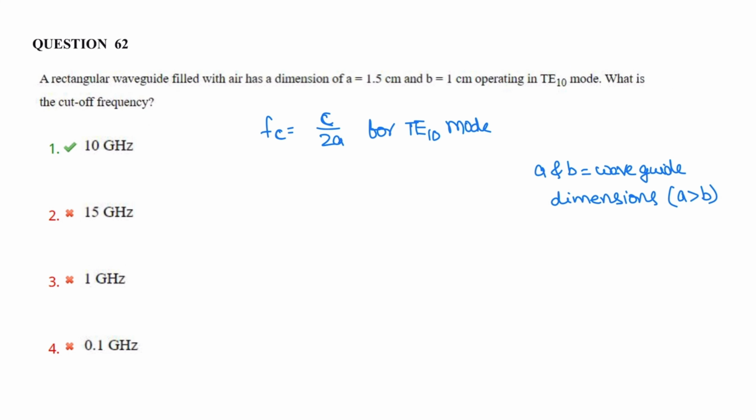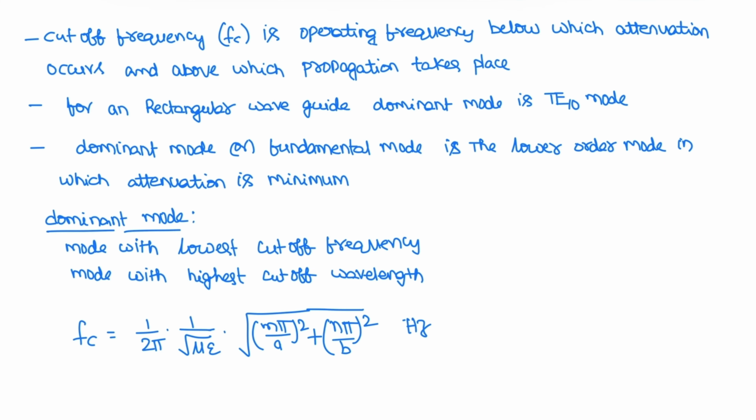A rectangular waveguide filled with air has dimensions of 1.5 centimeter and 1 centimeter, operating in TE10 mode. What is the cutoff frequency? In the question they have given a rectangular waveguide, operating in TE10 mode. For a rectangular waveguide, TE10 mode is the dominant mode. The dominant mode is the fundamental or lower order mode in which attenuation is minimum. So the dominant mode is the mode with the lowest cutoff frequency or the highest cutoff wavelength.